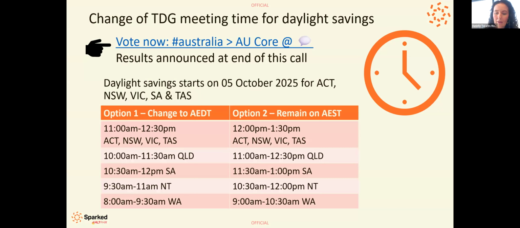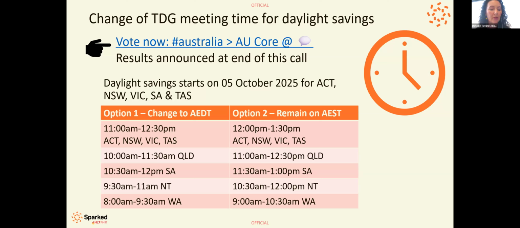So here we go. Change of TDG meeting time, or maybe not. Maybe we remain on our current time, depending on which time zone you're in. As we do every year when daylight savings is about to start, and our next TDG meeting will be during daylight savings for Australia, we need to look at whether or not we change to Australian Eastern daylight savings time. We remain on just the Australian Eastern time.